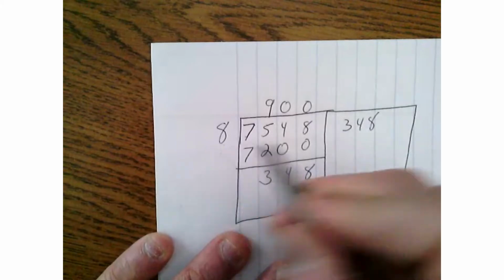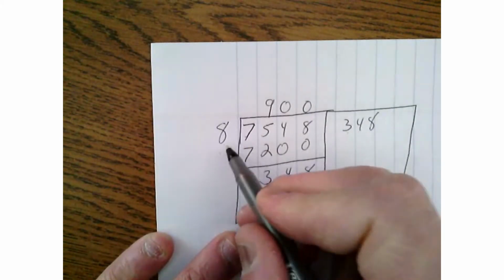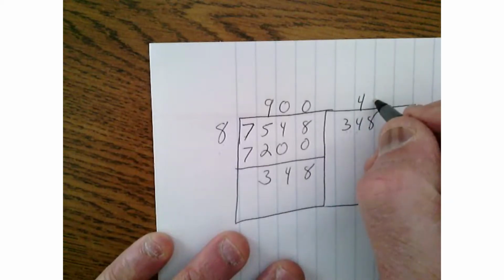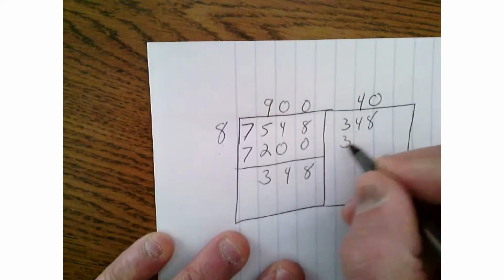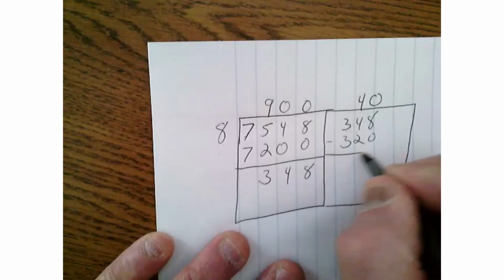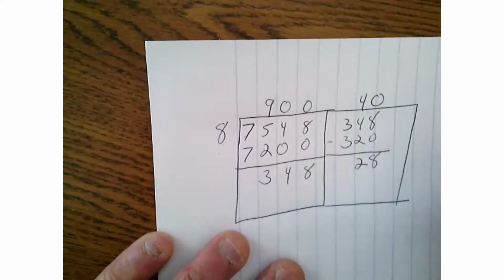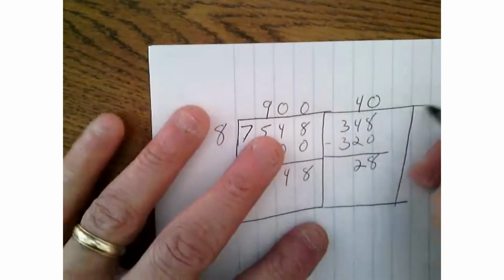Alright, does 8 times anything equal 3? No. What's the closest to 34? Well, 8 times 4 is 32. So 8 times 40 is 320. Subtract that out. I got a 28. New box.